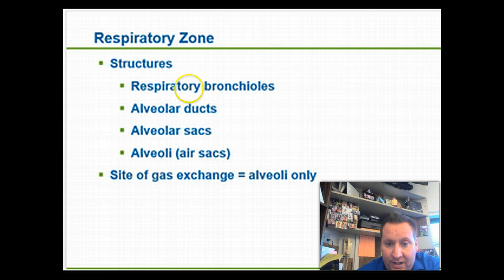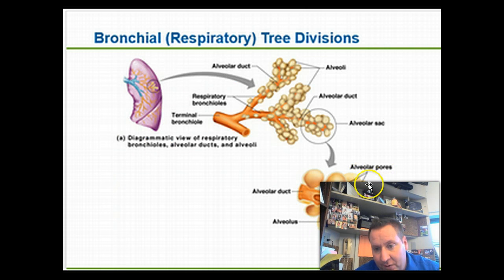So you have the respiratory bronchioles, which is that end bronchiole at the end of the terminal bronchiole, and it consists of alveolar ducts. And then we have these little tiny sacs that lead into the air sacs themselves, which are the actual alveoli. And the alveoli is the site of gas exchange. That's right here. And you can see these alveolar sacs that are right here. These little tiny pores that are in here.